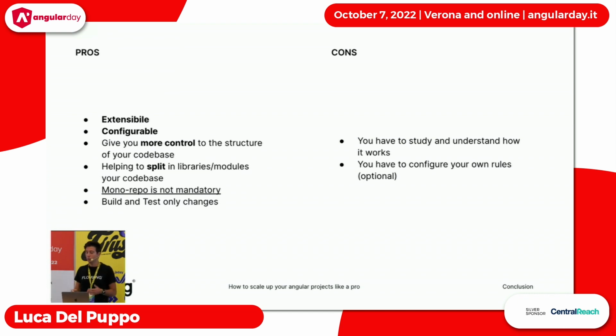Unfortunately, if you want to move to Nx, you have to study and understand how it works. So it's not rocket science, okay? But you have to understand what it does for us. And if you want to create your custom flow, probably you have to create your custom generator and your custom executor, and you have to write some pieces of code.